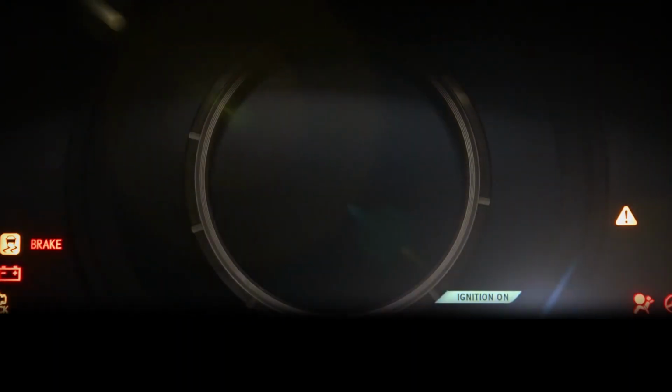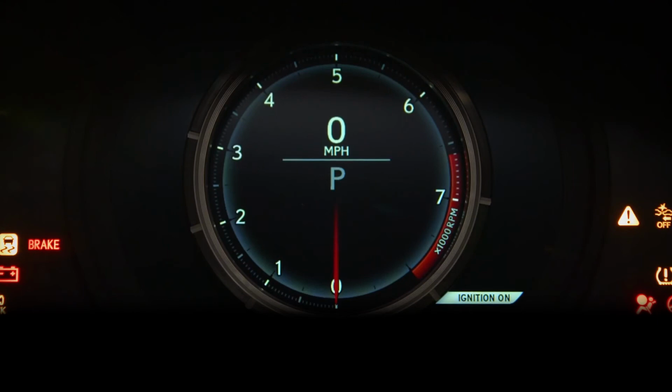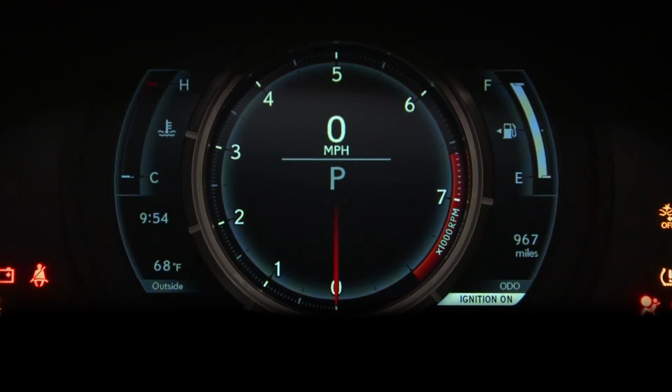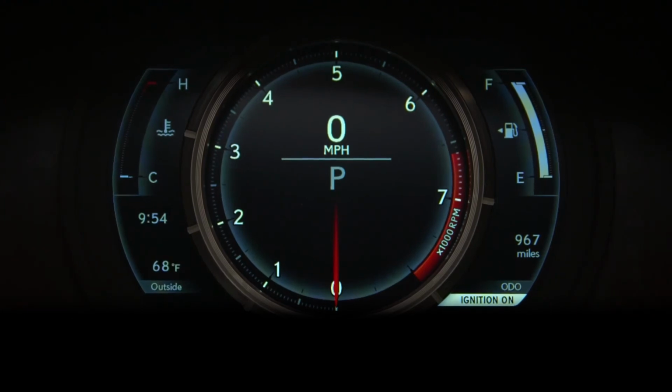The multi-informational display allows drivers a unique experience to have all of their vehicle information right in front of them at all times, and gives them convenient hands-free access when they need it.